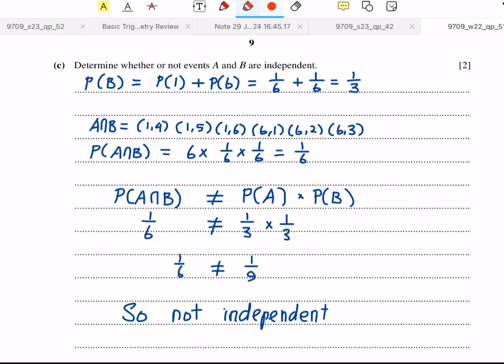So now we check whether or not probability A and B is the same as probability A times probability B. Turns out that the results are not the same. So 1/6 is not the same as 1/9. So the conclusion is that A and B are not independent.